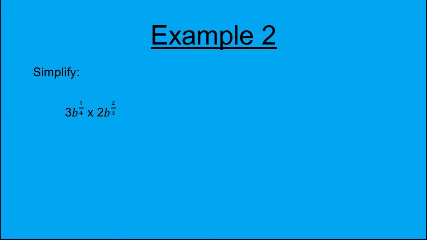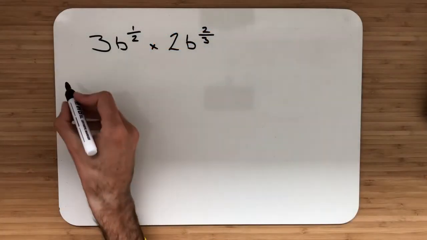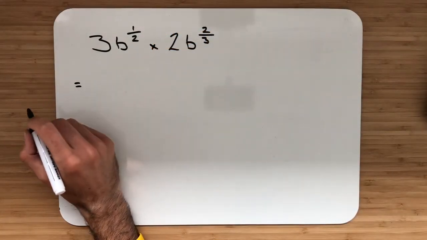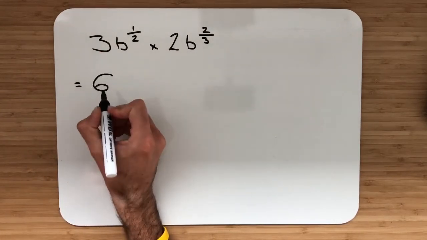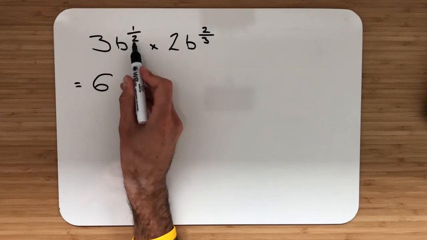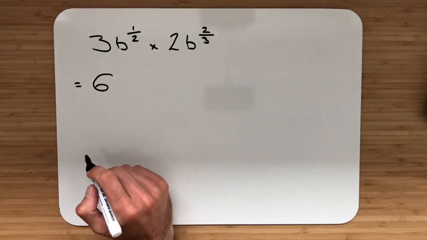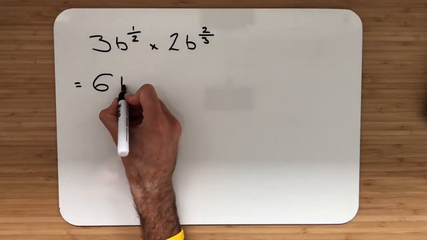Example 2. Simplify 3b to the power of a quarter multiplied by 2b to the power of 2/3. Let's look to simplify. To begin with, let's deal with our coefficients. 3 multiplied by 2 is 6. I then have b to the half multiplied by b to the 2/3. So I definitely know I'm going to have a b here.